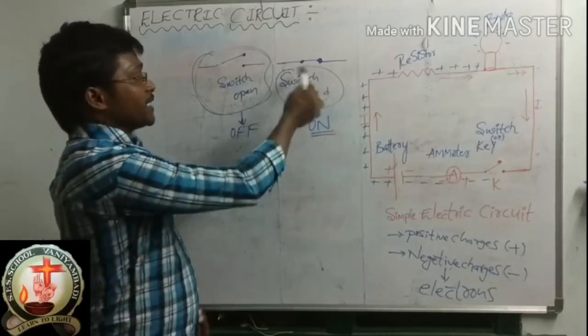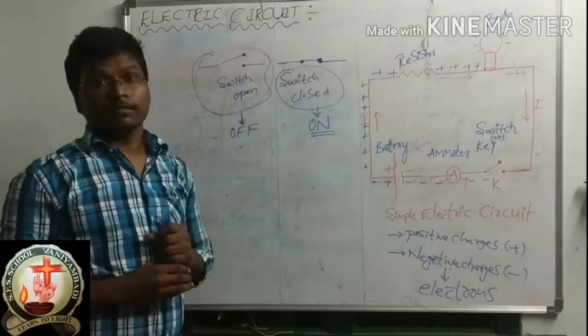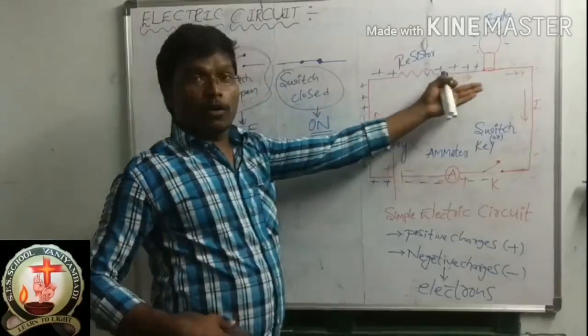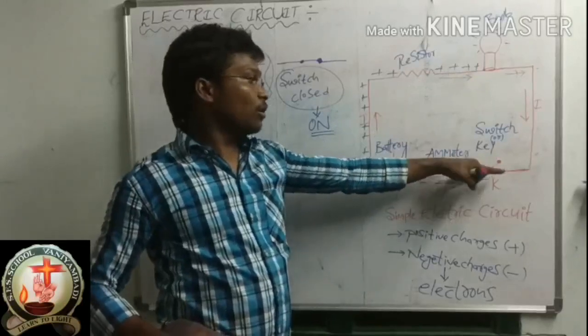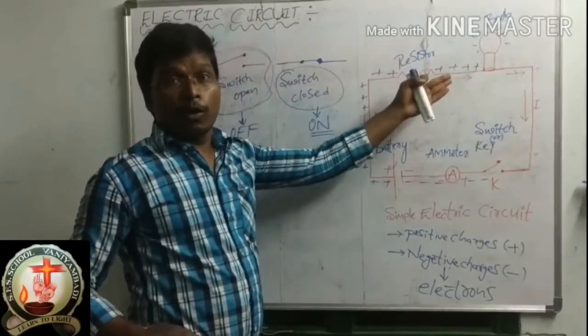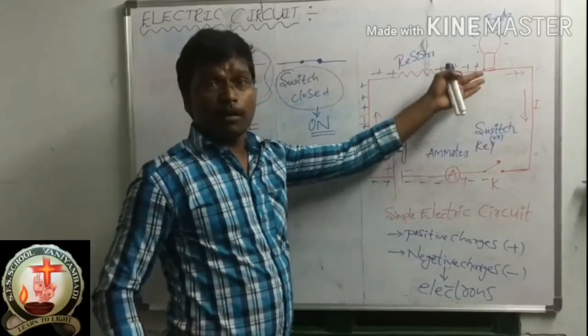Okay. Switch is closed means on condition. Switch is open means off condition. So when will this bulb glow? When the switch is closed, that time the bulb will glow. When the switch is open, that time the bulb won't glow.